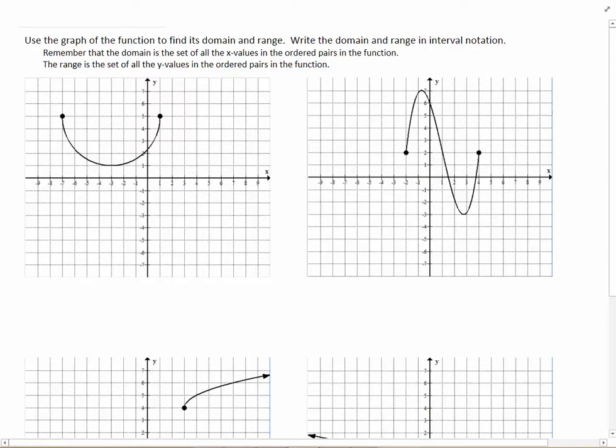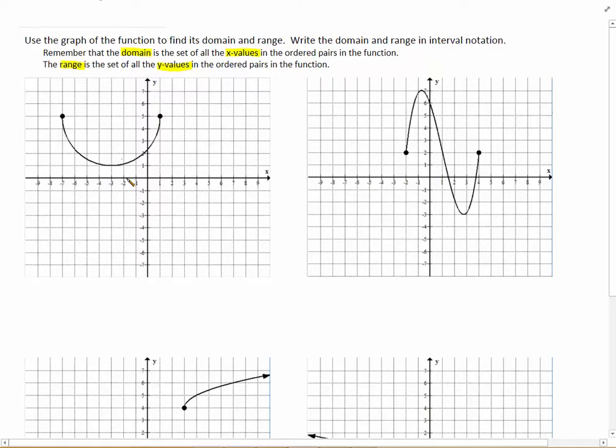Use the graph of the function to find its domain and range. Write the domain and range in interval notation. First, let's recall that the domain is the set of all the x values in the ordered pairs in the function, and the range is the set of all the y values in the ordered pairs in the function.